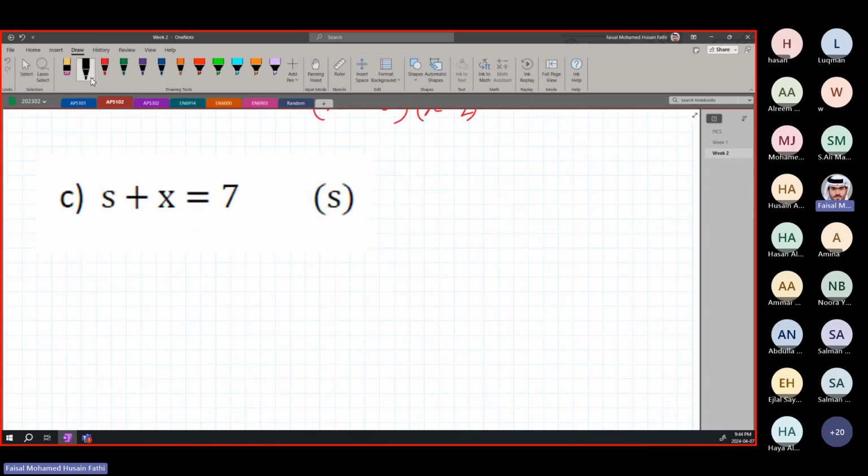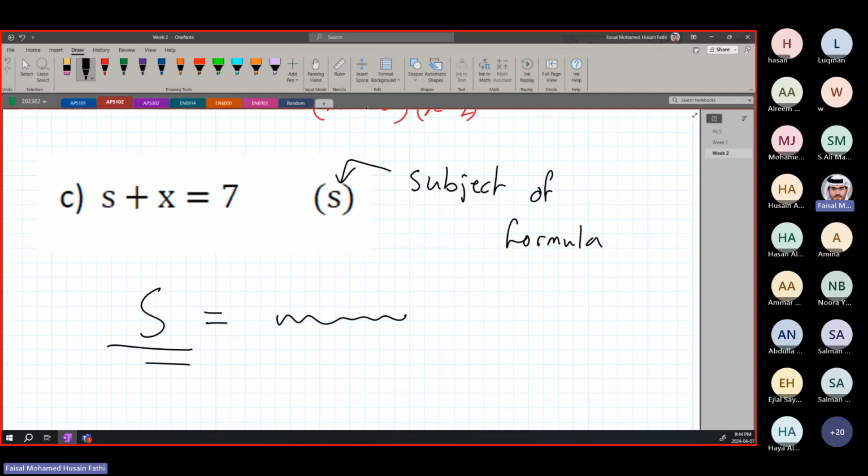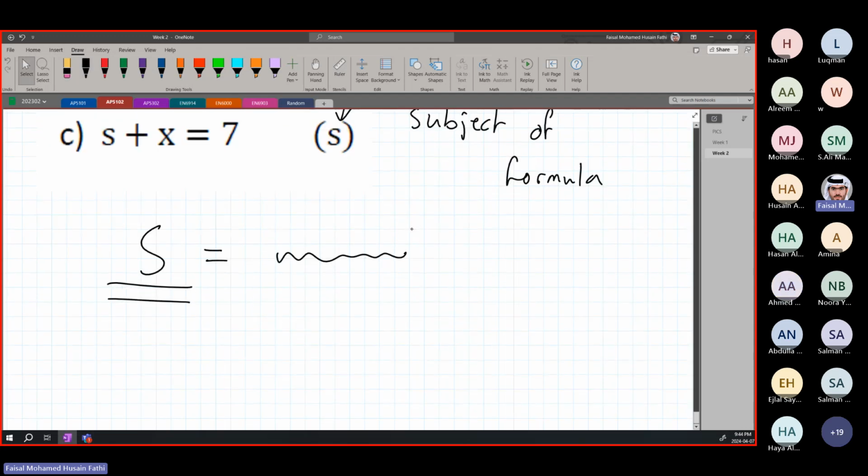So we need to make the letter the subject of the formula. This is what they call transposition of a formula. We need to make this the subject of the formula. What does this mean? This means that we want S is equal to something here, and S be by itself on the left-hand side. This is what transposition is.